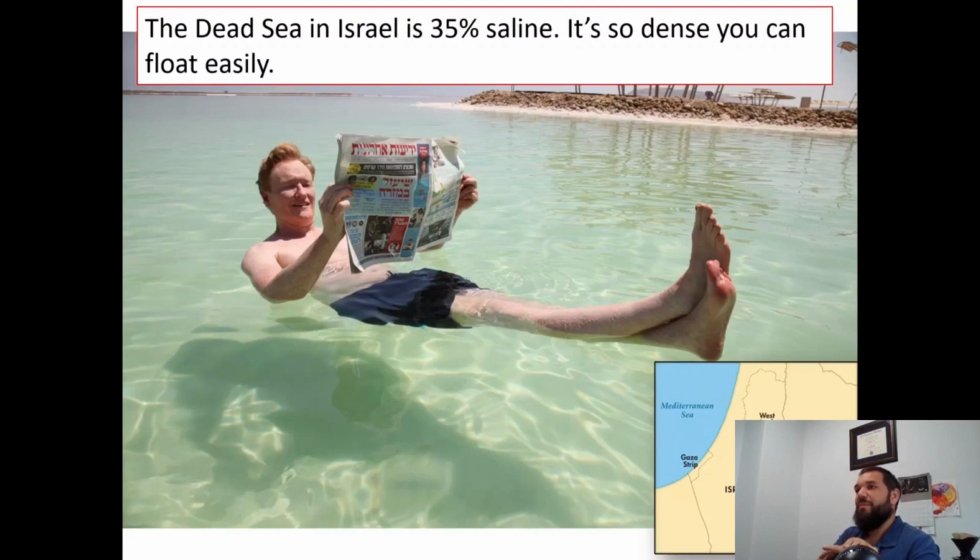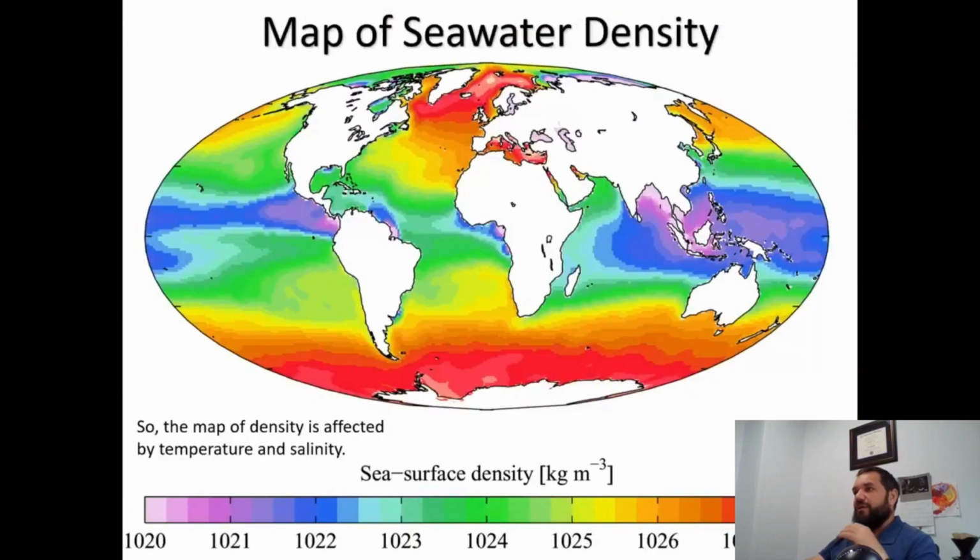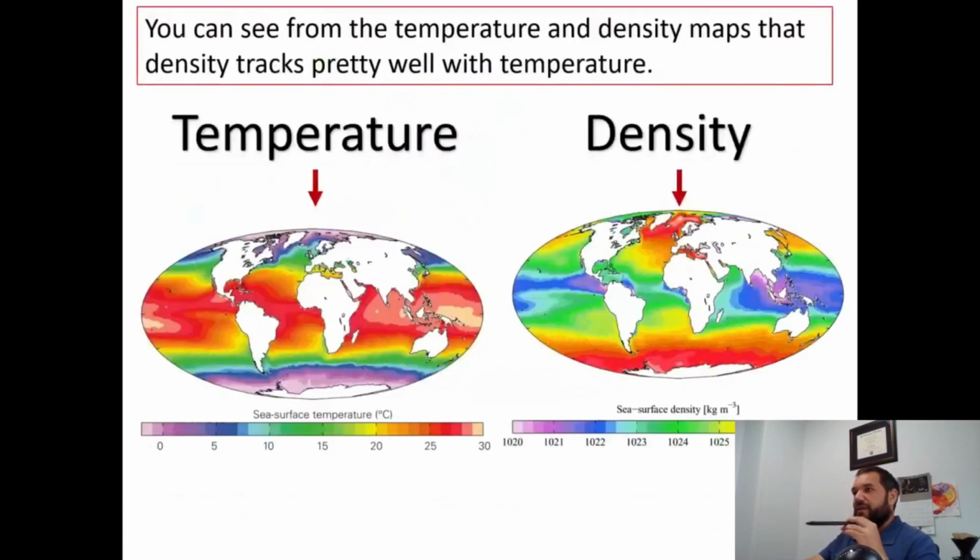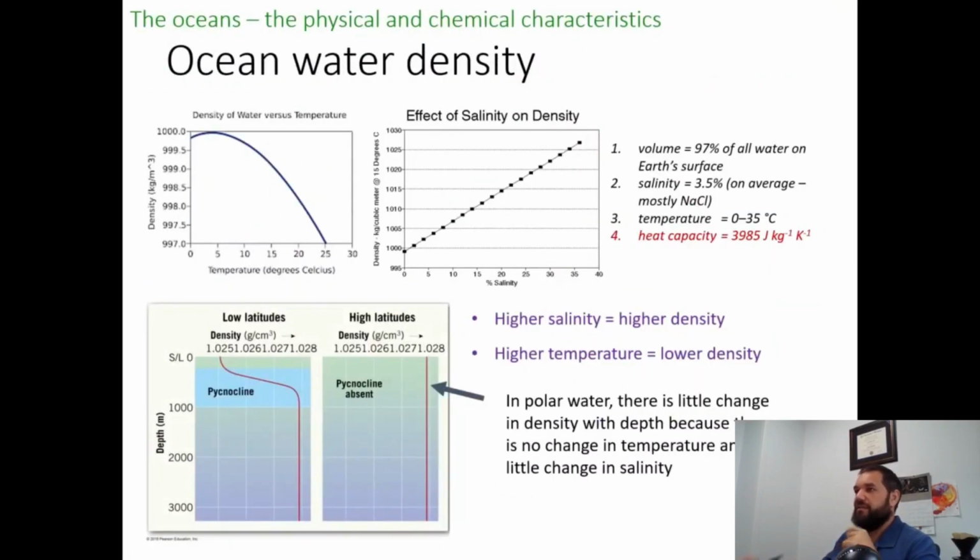So that's why people can sit here and read a newspaper and just float in the Dead Sea very easily, because the water is so dense. Okay, so there you go. There's your map of seawater density again. And of course, temperature is probably the major effect on density, but salinity affects it as well.